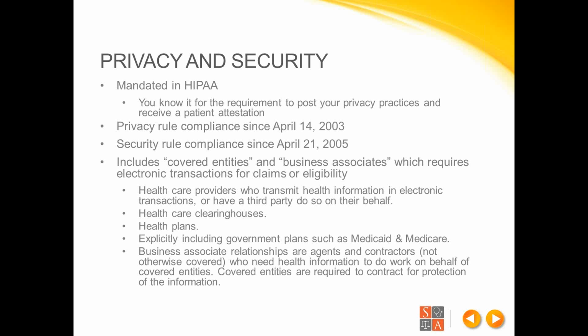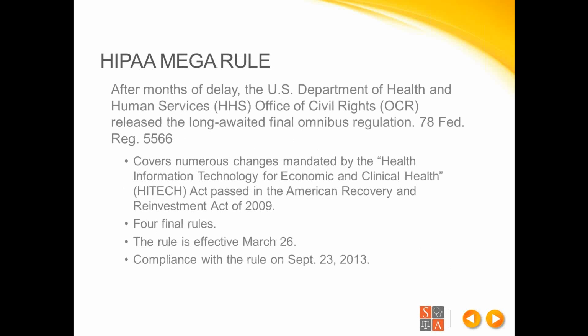Any third party that is acting as an agent or contractor of a covered entity and needs this protected health information to conduct business on behalf of the covered entity, guess what? They are a business associate, and they need to comply with the same rules and regulations of a covered entity. The MEGA rule did a lot of clarification related to the business associates. The MEGA rule came out in early 2013, and covers a couple of changes.